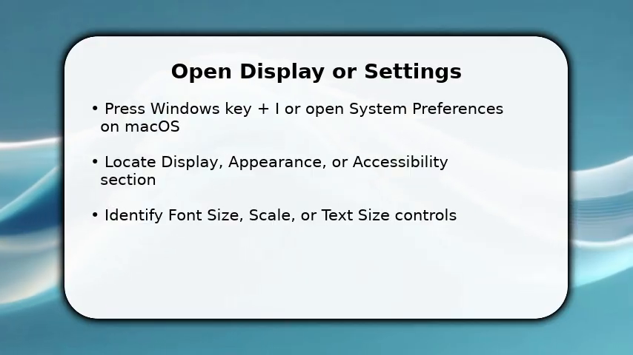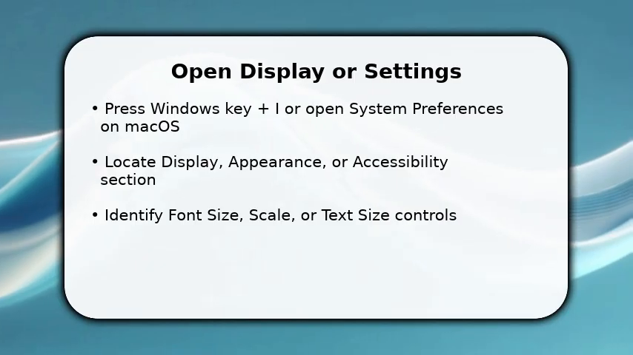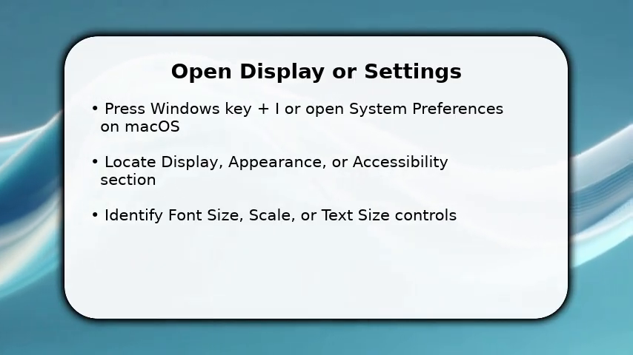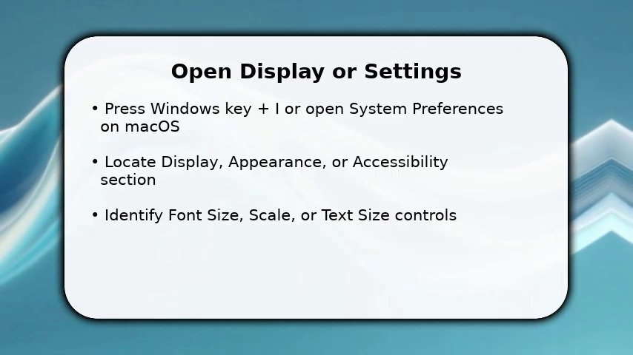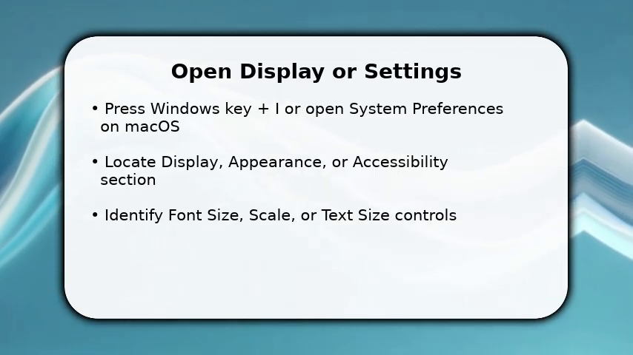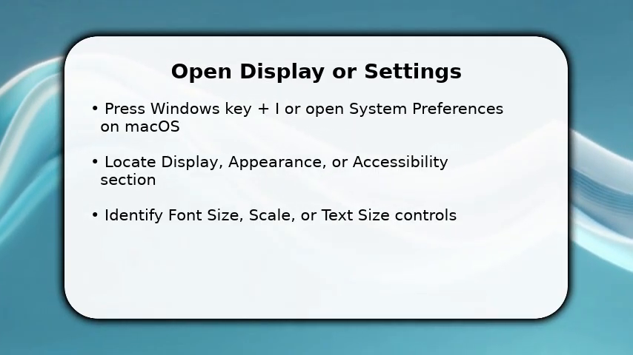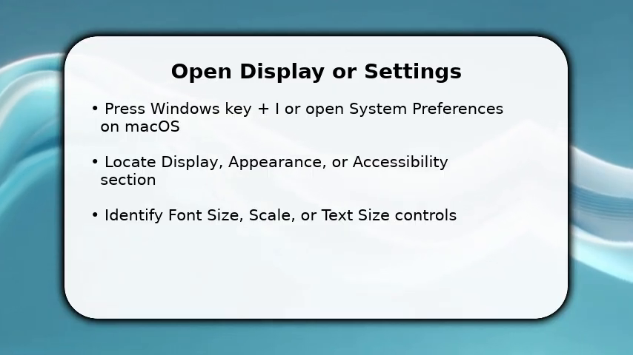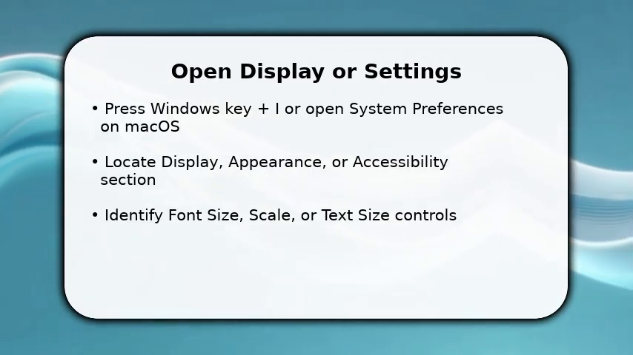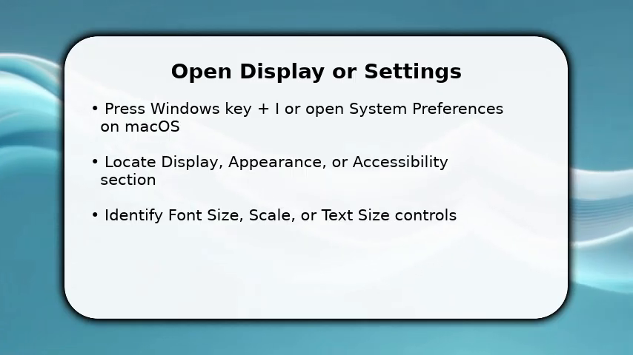You'll start by opening your system settings so you can change font size at the source. On Windows, press Windows key + I. On Mac OS, open System Preferences. Once there, go to Display, Appearance, or Accessibility. These panels control text and scaling. You're looking for labels like text size, font size, or scale.